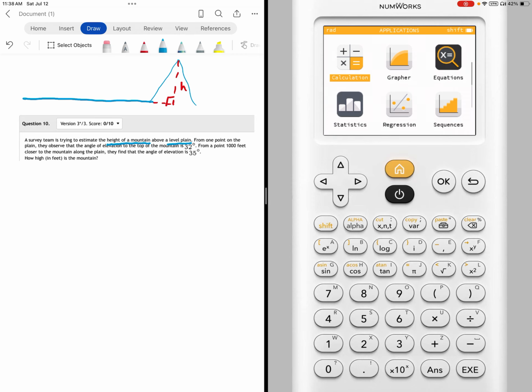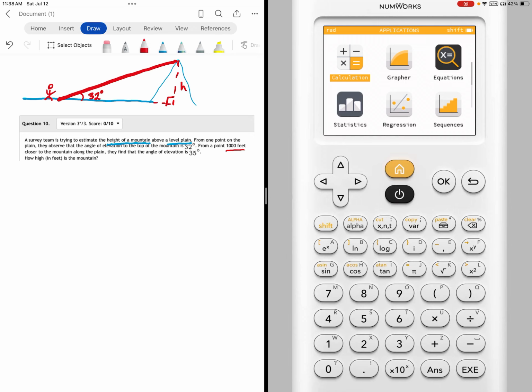From one point on the plane, the survey team observed that the angle of elevation to the top of the mountain is 32 degrees. So somewhere, we'll say here, we've got our happy little survey team, and they look here to here. They find that this angle is 32 degrees.